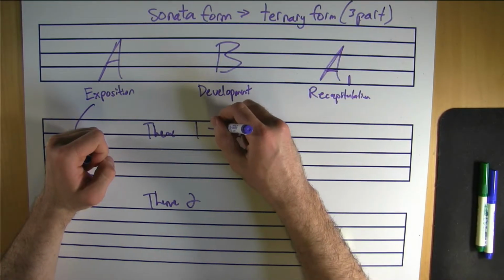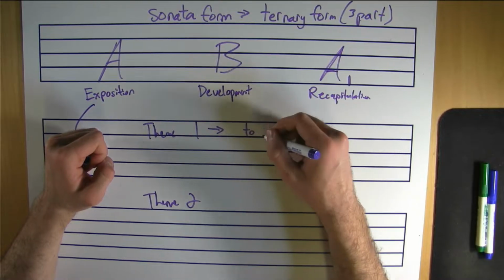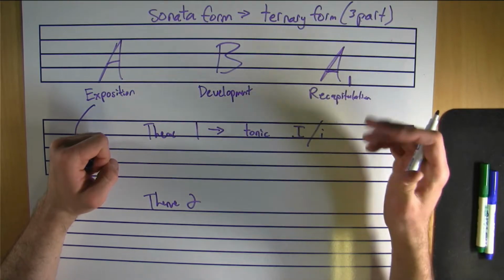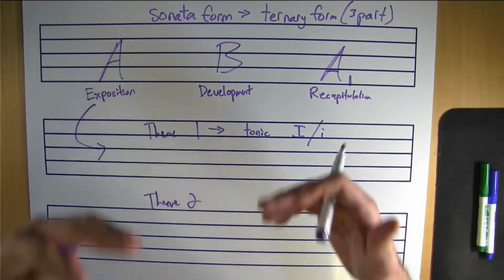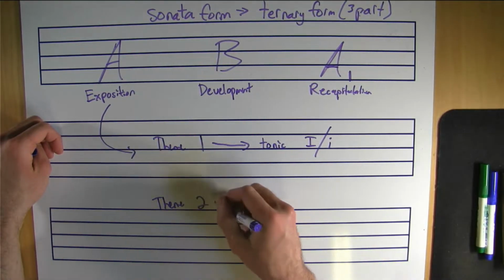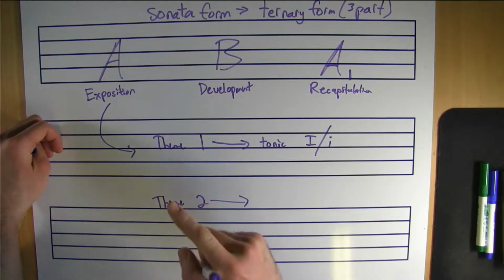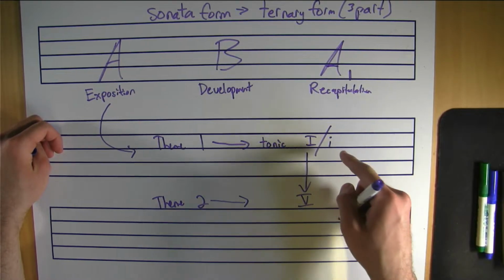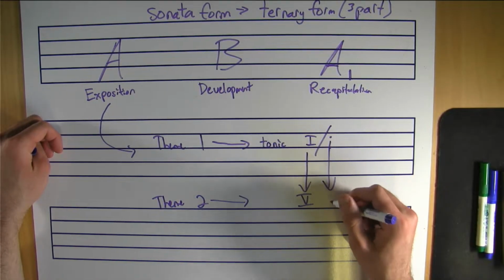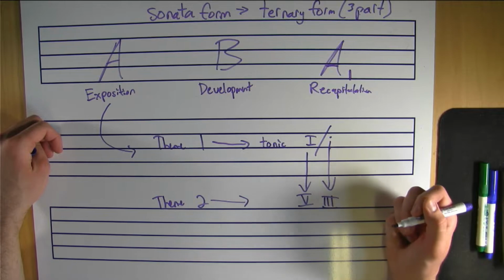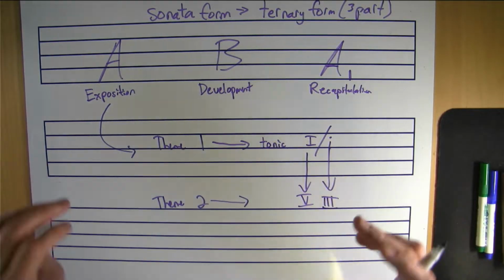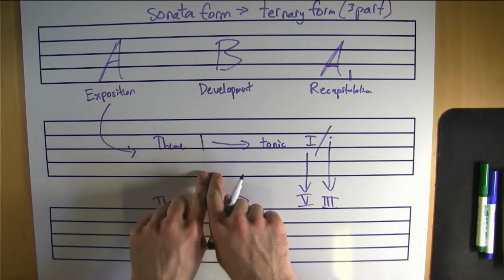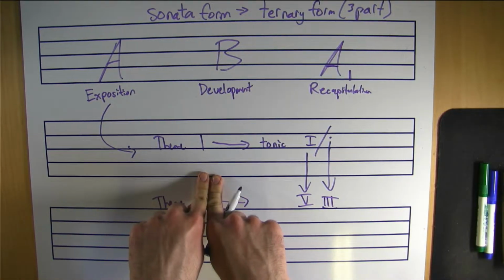So theme 1 is in the tonic, either major 1 or minor 1, depending on whether you are in a major key or a minor key. Theme 2 in a major key sonata will be in the dominant. And theme 2 in a minor key sonata will be in the relative major. It's very important that you know this relationship because this is the defining characteristic of what sonata form is.